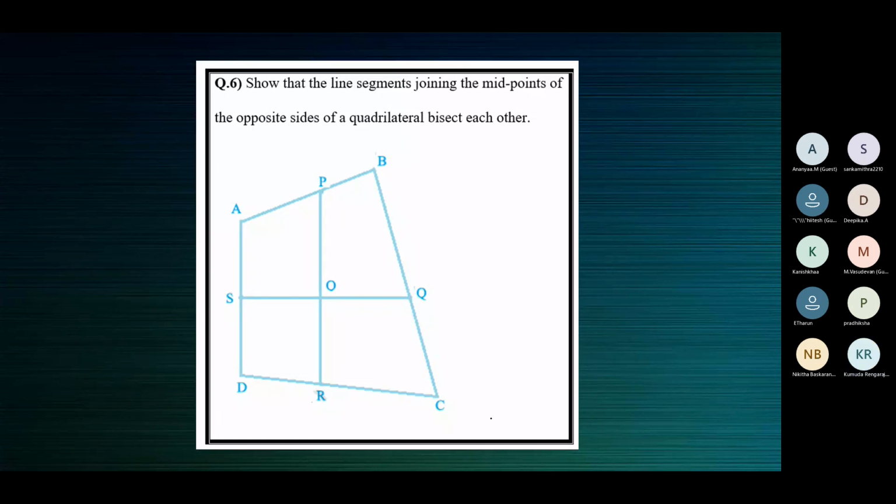So we prove that PQRS is a parallelogram by using the midpoint theorem in two triangles. Then, by the property of a parallelogram, diagonals bisect each other, so PR and SQ bisect each other. You must remember the proof like a story and just write it.